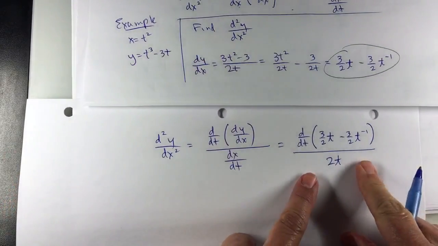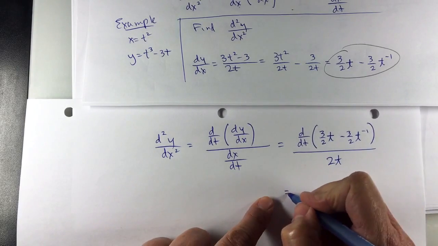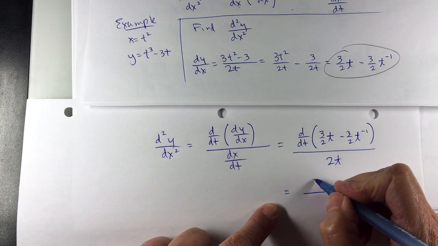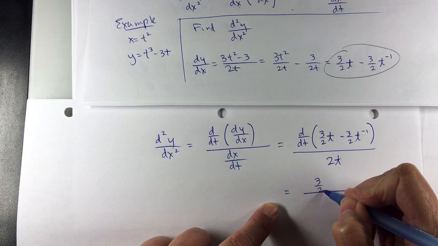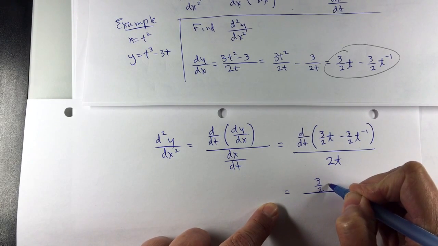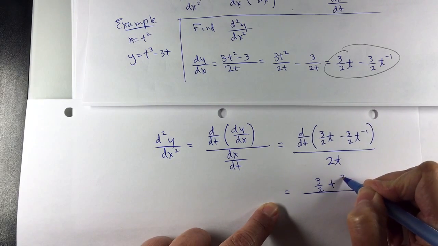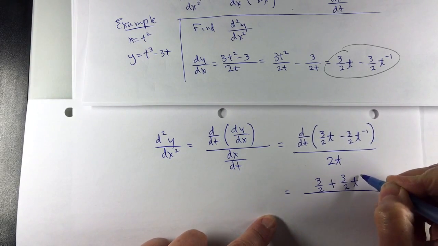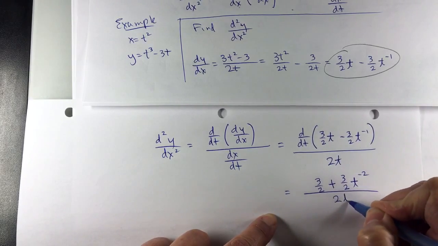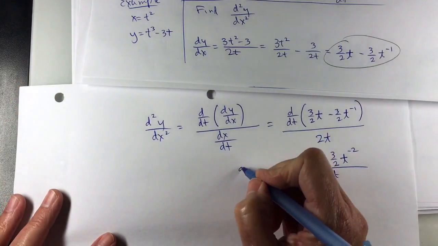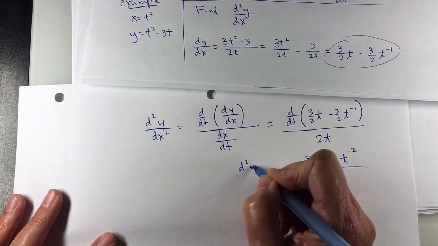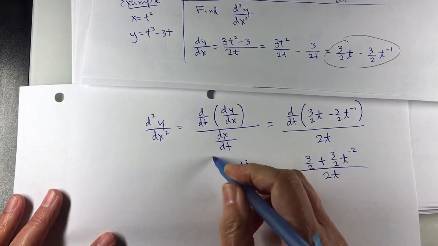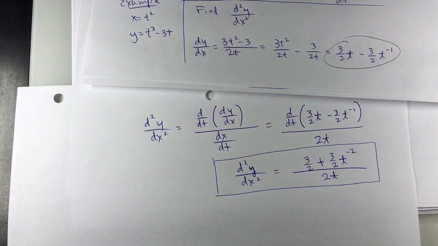So now the derivative with respect to t in this numerator, that's going to be 3/2 plus 3/2 t to the minus 2, over 2t. So there's the second derivative of this parametric curve. Okay, you can simplify it. I'm going to leave it like that because I'm not planning to do anything else with that problem at this point.